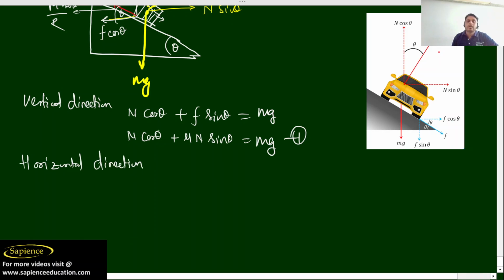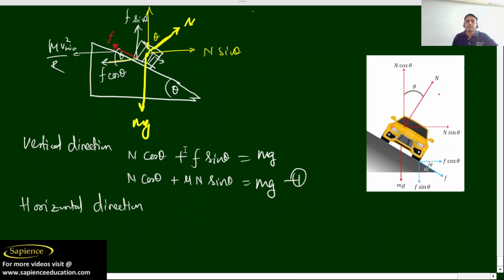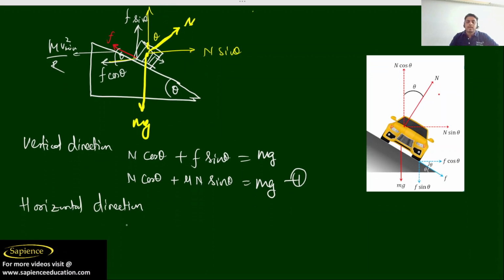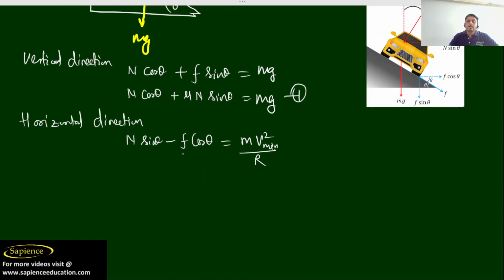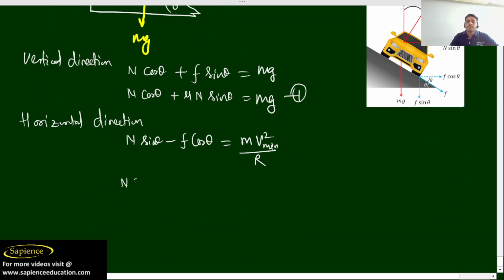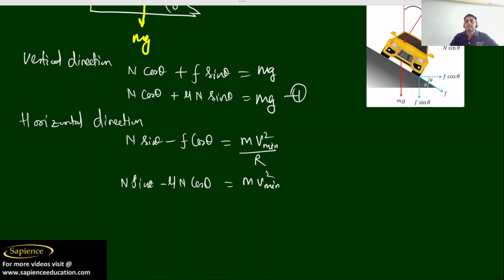Take into account all the forces in the horizontal direction. So this will be N sin theta minus F cos theta is equal to m v minimum square by r. Put the value: N sin theta minus mu N cos theta is equal to m v minimum whole square by r.